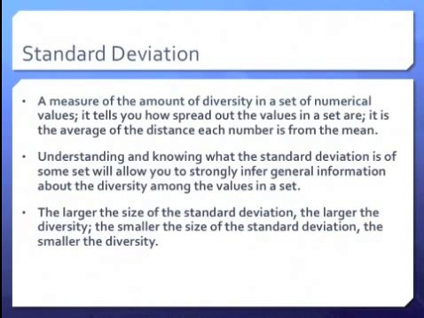Besides the mean, median, and mode, another bit of information that may be helpful is the standard deviation of a set of numbers. The standard deviation is a measure of the amount of diversity in a set of numerical values. It tells us how spread out the values in the set are. It is the average of the distance of each number from the mean. Understanding and knowing what the standard deviation is of a set will allow you to strongly infer general information about the diversity among the values in the set. The larger the size of the standard deviation, the larger the diversity. The smaller the size of the standard deviation, the smaller the diversity.